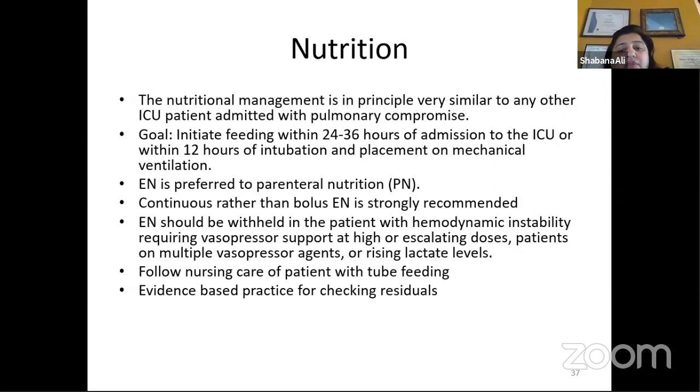So the nursing care for any patient who has any tube is absolutely the same as you do for any patient with tube feeding. And for the residual, this is always a controversy. When I was a nurse, we were always instructed to check the residual every 4 hours. If it's more than 100 cc's, just stop the feeding.